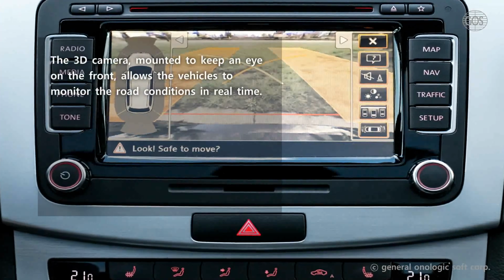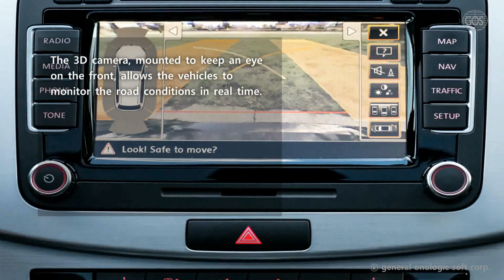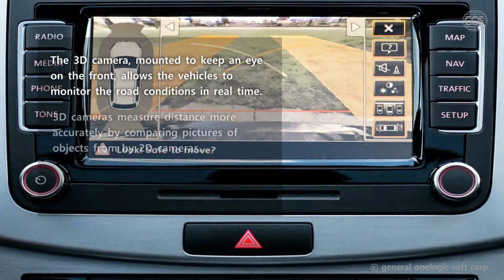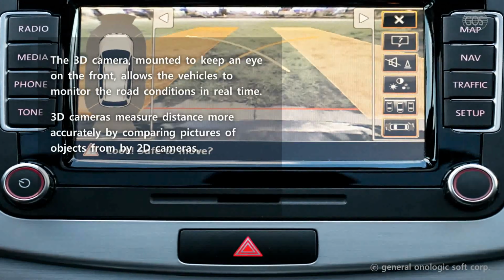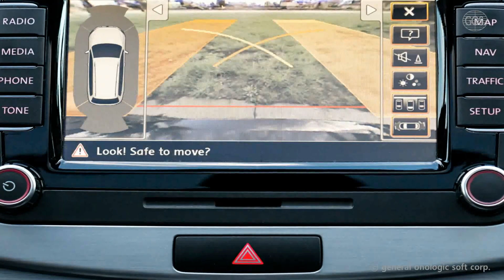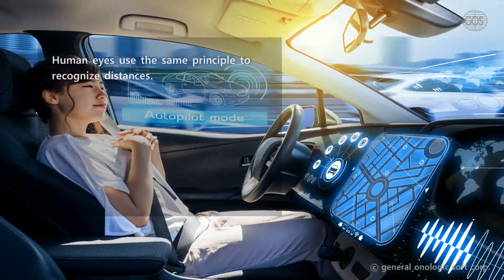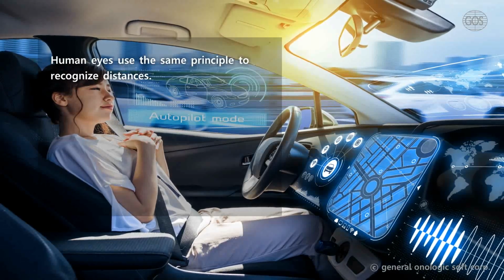The 3D camera, mounted to keep an eye on the front, allows the vehicles to monitor the road conditions in real time. 3D cameras measure distance more accurately by comparing pictures of objects taken by 2D cameras. Human eyes use the same principle to recognize distances.